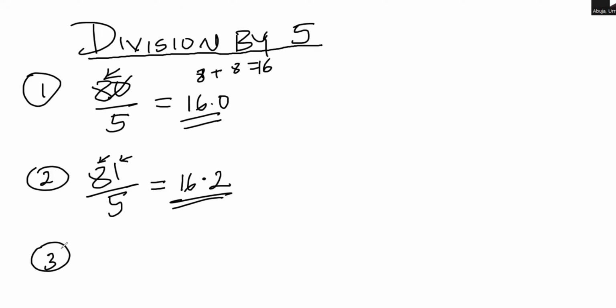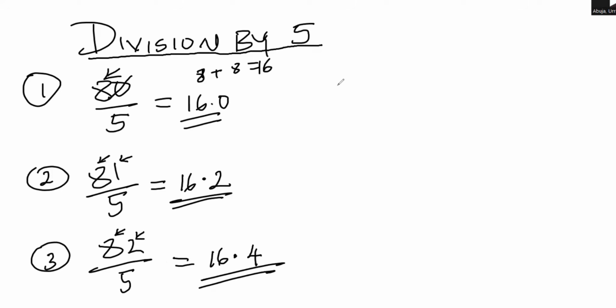Now the third example is 82 divided by 5. Beautiful. 82 divided by 5, we're still repeating the same thing. We add 2 to itself. Now 2 cannot divide 5, so that means we're going to get a point with a number, right? So 2 plus 2 gives us 4, so that means we have 0.4. Now 8 plus 8 gives us 16, so we write 16.4.